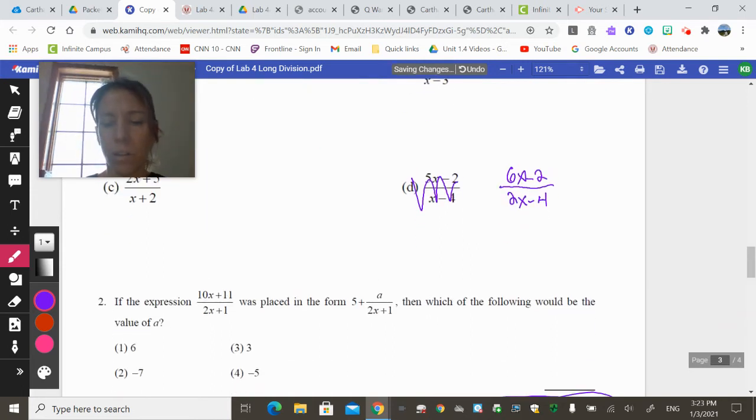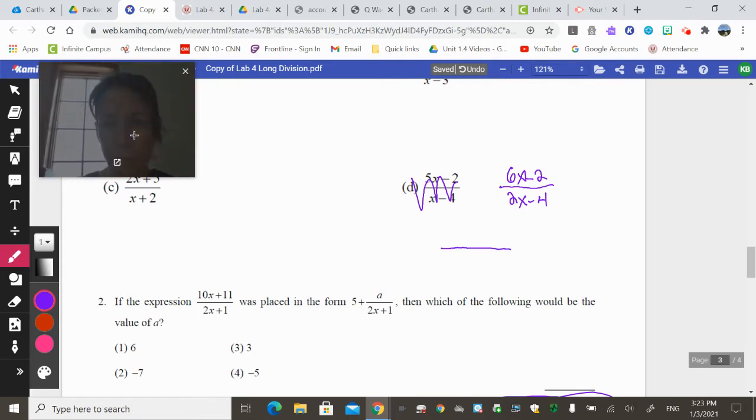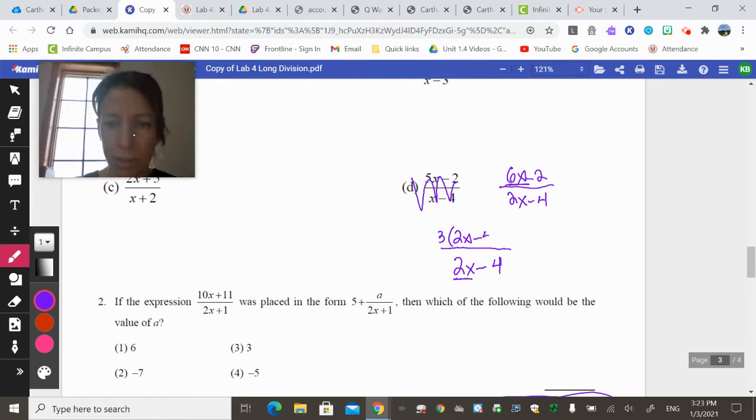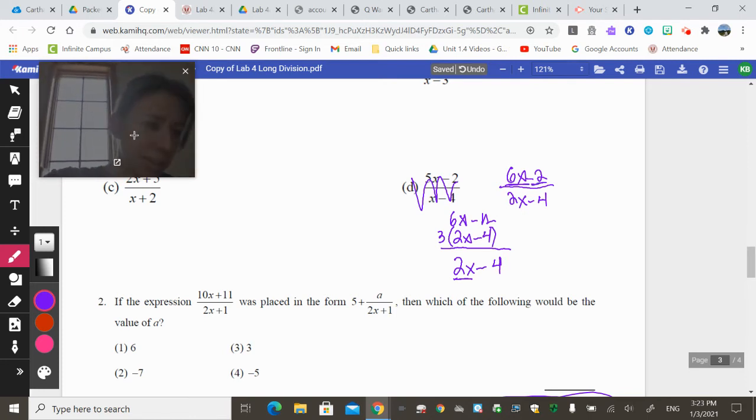Okay. So if I wanted to rewrite the numerator using a multiple of 2x minus 4, the multiple of 2x that would give me 6x, I would need 3 of them. Okay, so I can do it like this. So I'd need 3 2x minus 4s to get my 6x. And if I were to distribute this, that would give me 6x minus 12. And in order to get it back to a minus 2, I would have to add 10.